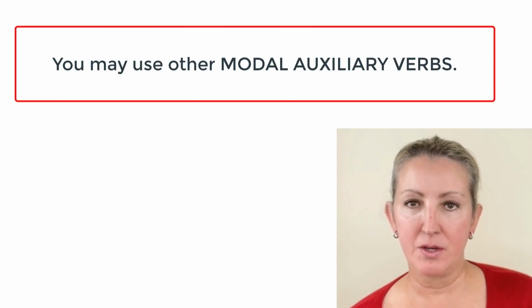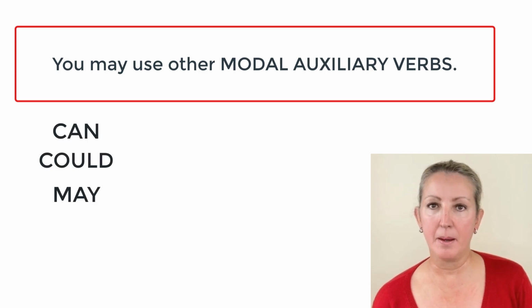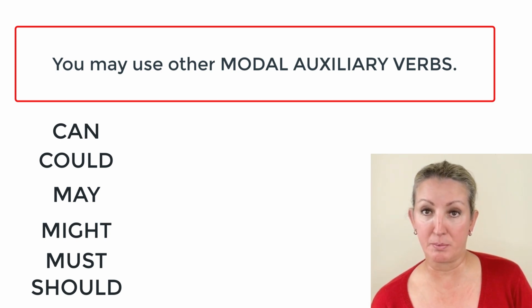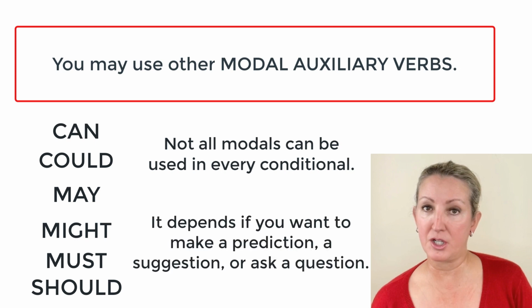Conditionals use other modals other than the ones given. You can use modal auxiliaries such as can, could, may, might, must, and should, depending on the degree of capability or possibility that you wish to express. And not all of these modals will be used with every conditional. It depends if you want to make a prediction, a suggestion, or a question. Let's look at some examples.